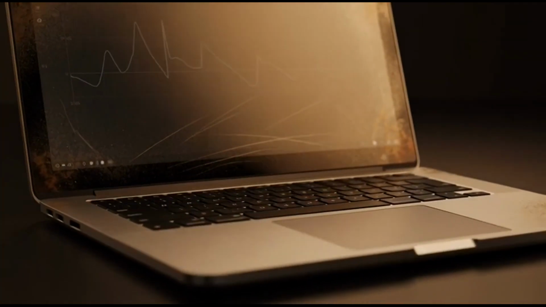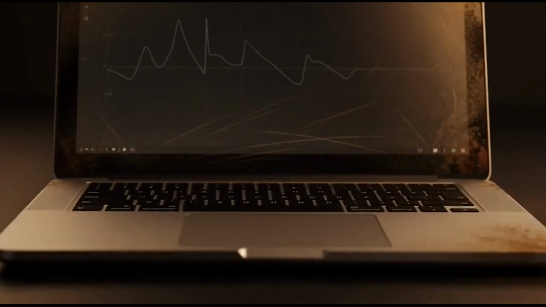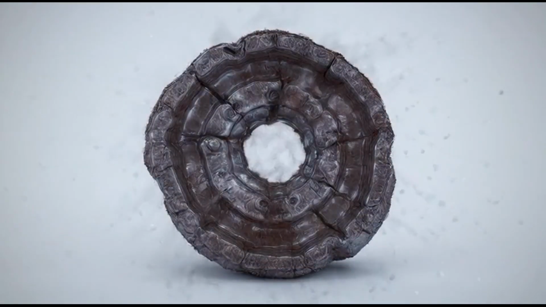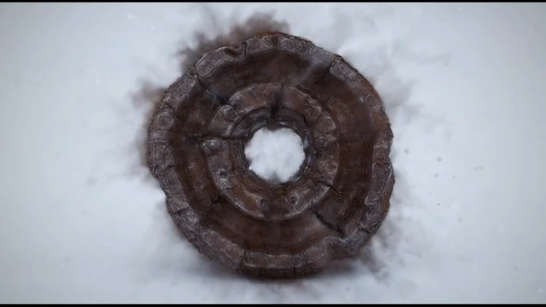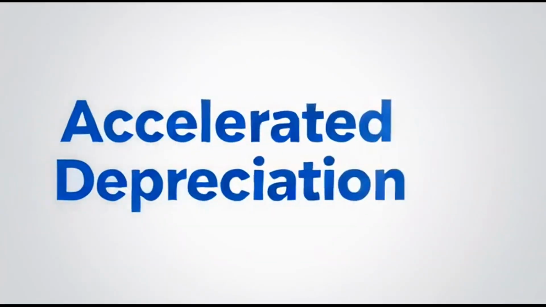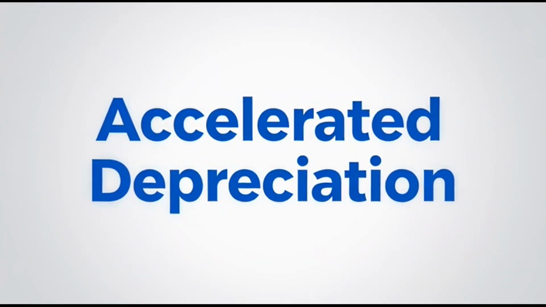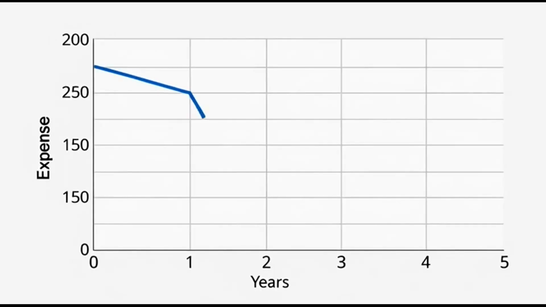Depreciation is the reduction in the value of a tangible fixed asset over time. This happens due to usage, wear and tear, or obsolescence. The double declining balance method is an accelerated depreciation method. This means higher expense in early years and lower expense later.